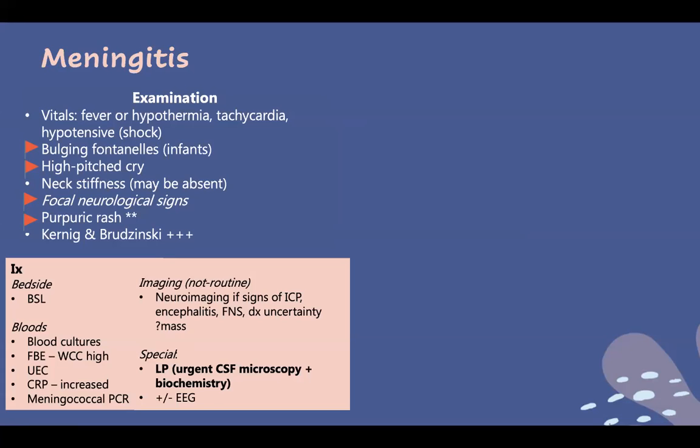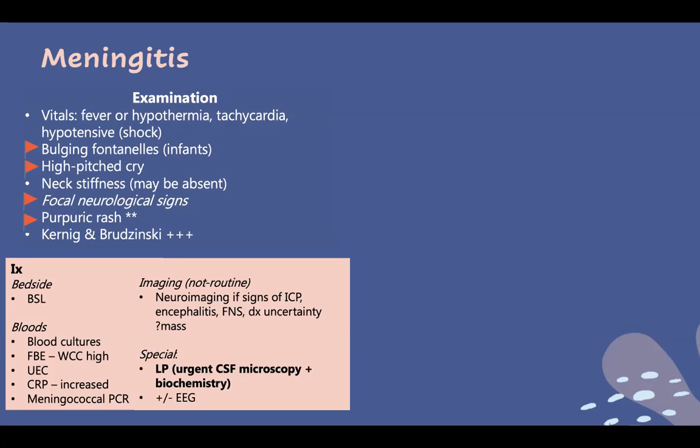The other things are a high-pitched cry, which can also sometimes indicate the start of a seizure episode. Neck stiffness, which can be absent in babies. Focal neurological signs, and that purpuric rash that we talked about before. And in terms of doing some signs, Kernig and Brudzinski. Kernig is having their legs flexed and trying to lower them, where you either get resistance or it's quite painful. And Brudzinski is when they have their legs flexed and you try to push their head up. So all of these are signs of meningitis and will be positive.